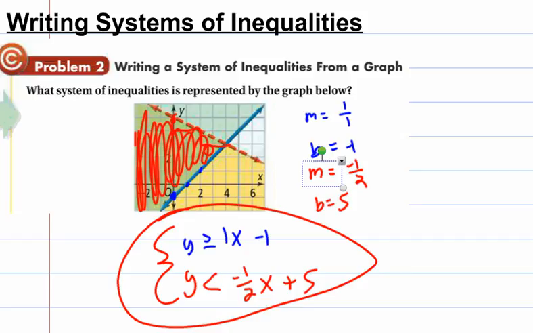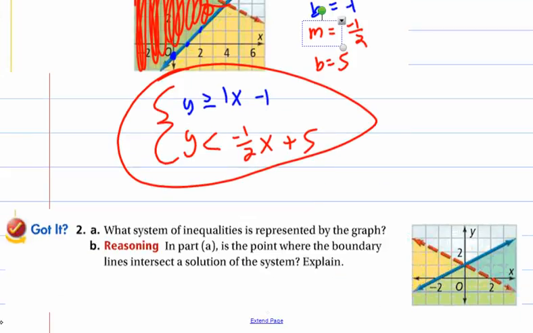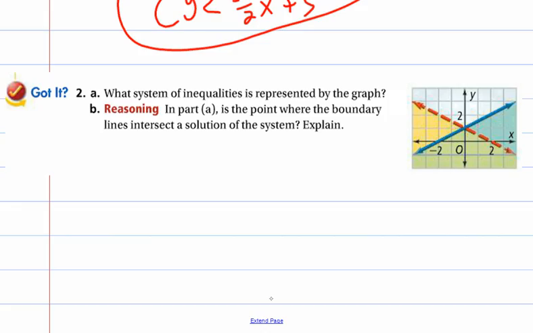Okay? Why don't you try this one on your own? There's actually two questions that go along with it. It says, what system of linear inequalities is represented by the graph? To give you reasoning, and it says in part A, is the point where the boundary lines intersect a solution of the system or not? So something to think about would this right here be a solution? All right, try that one on your own. I'll come back to that one at the end.